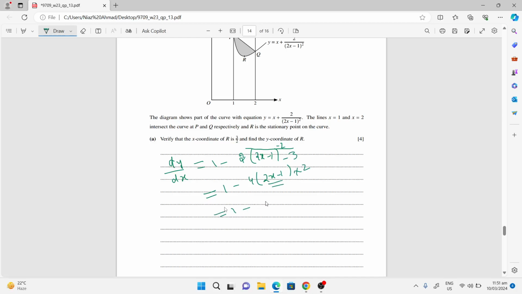So it is your 1 minus 8 over 2x minus 1 to the power 3. Yes, this is 2x minus 1 whole cube, bring this down. Now at the stationary point your derivative is 0, so when your derivative is 0, it is 8 over 2x minus 1 whole cube, that is equal to 1.